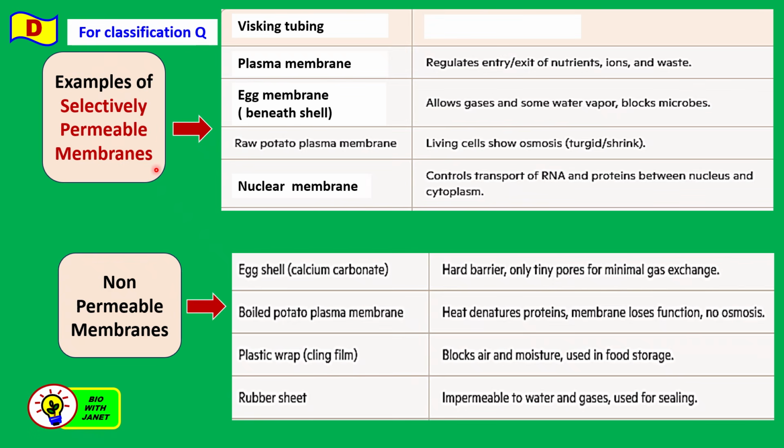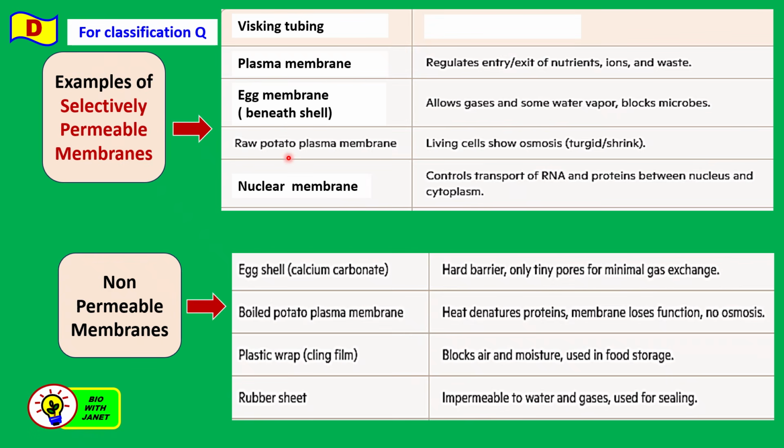Now, for classification questions also, you can be asked to classify membranes into selectively permeable membranes or non-permeable membranes. Or they can ask you to give examples other than Visking tubing. What are other examples of selectively permeable membranes? Okay, so these are all the selectively permeable membrane examples. Visking tubing, plasma membrane, egg membrane, which is a white membrane beneath the shell, okay, behind the shell. And then the raw potato plasma membrane. So it's still plasma membrane.